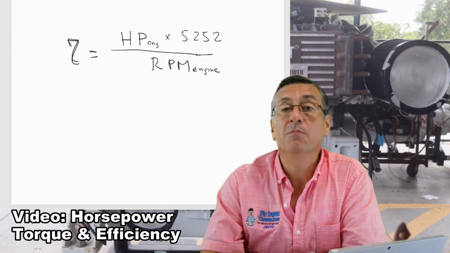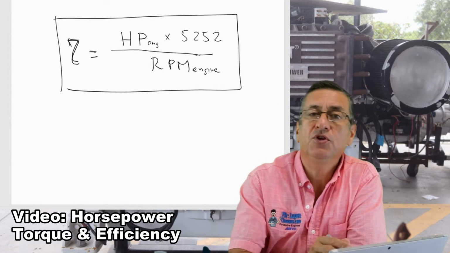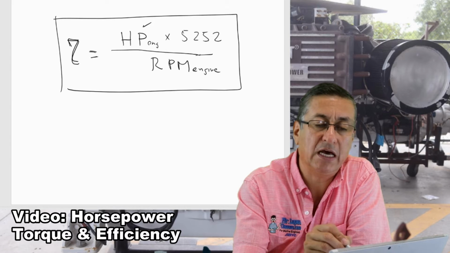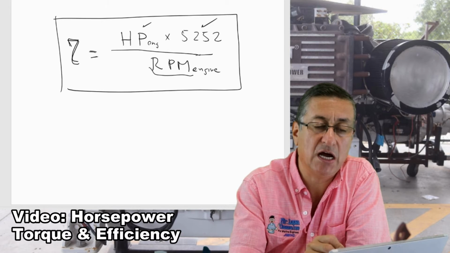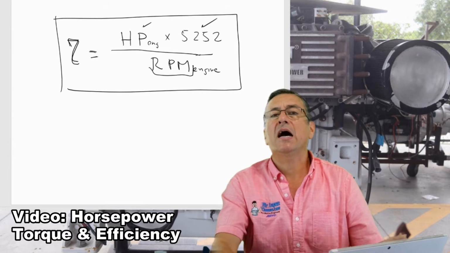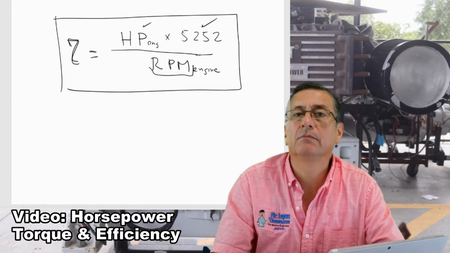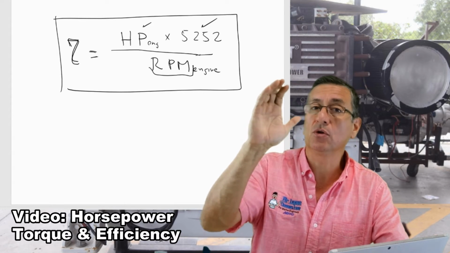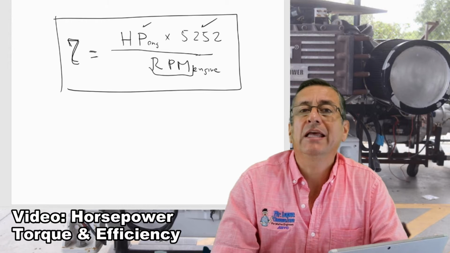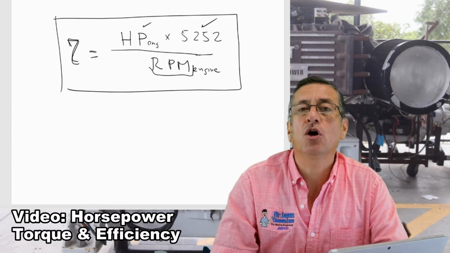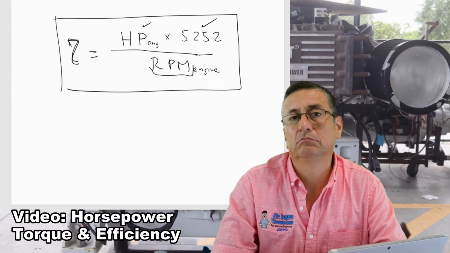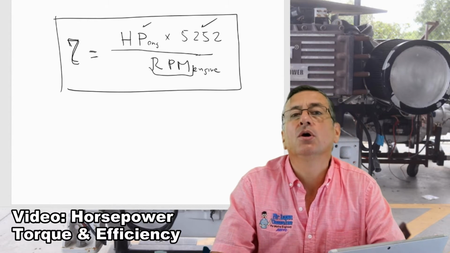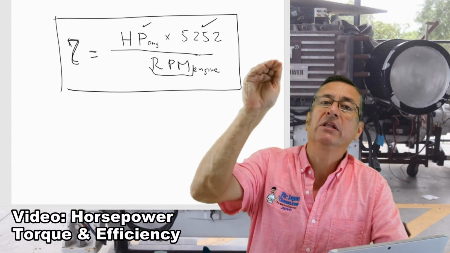Alright, my friend, this is an important formula. The formula states that the torque is equal to the horsepower times the constant and divided by the engine RPMs. At what RPMs? Idle or middle or wide open throttle, full RPMs, the engine produces maximum torque. What do you think? Does the engine produce more torque at idle or at wide open throttle?